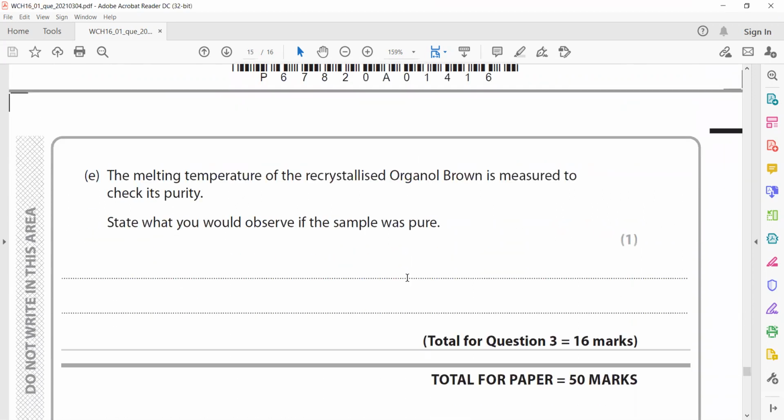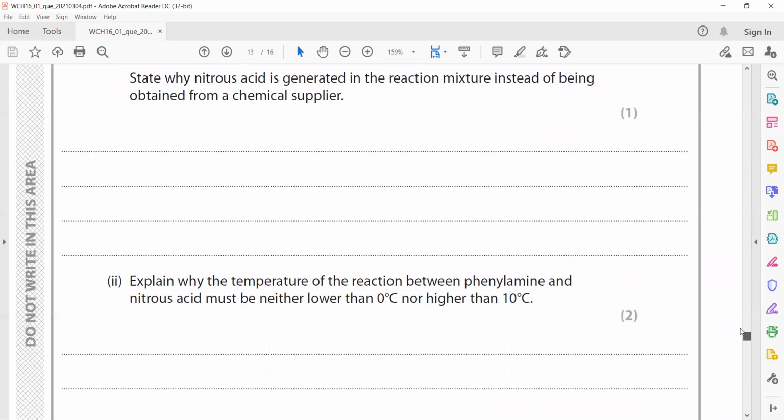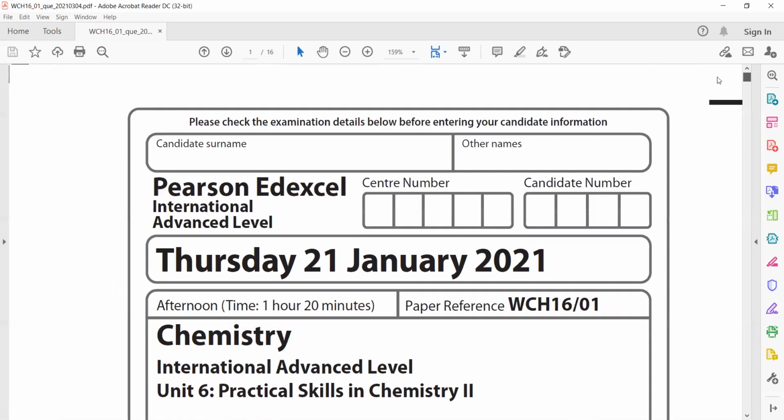And then the melting temperature of the recrystallized organol is measured. What would you observe if the sample is pure? If the sample is pure, then it will have a sharp melting point. So this was Unit 6 from January 2021, IAL.